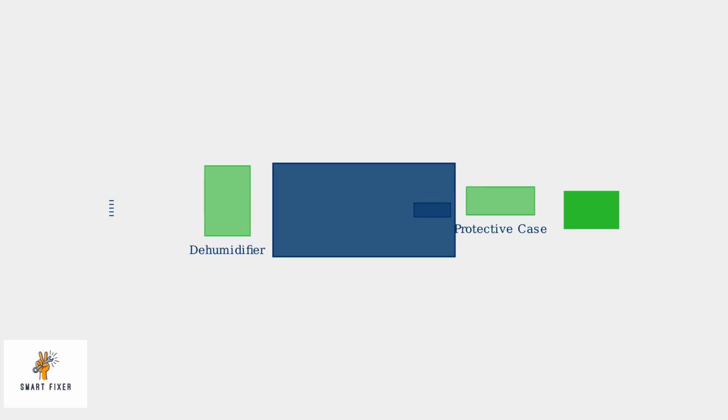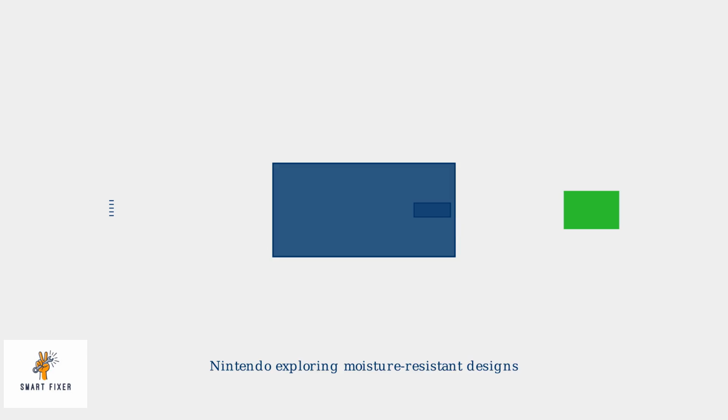High humidity can contribute to the game card not reading error, especially in tropical climates. Moisture can cause corrosion on the game card's contact points or within the console's card slot. Consider using a dehumidifier in your gaming area and storing your game cards in a dry protective case when not in use. Nintendo is exploring moisture-resistant designs for future hardware revisions.